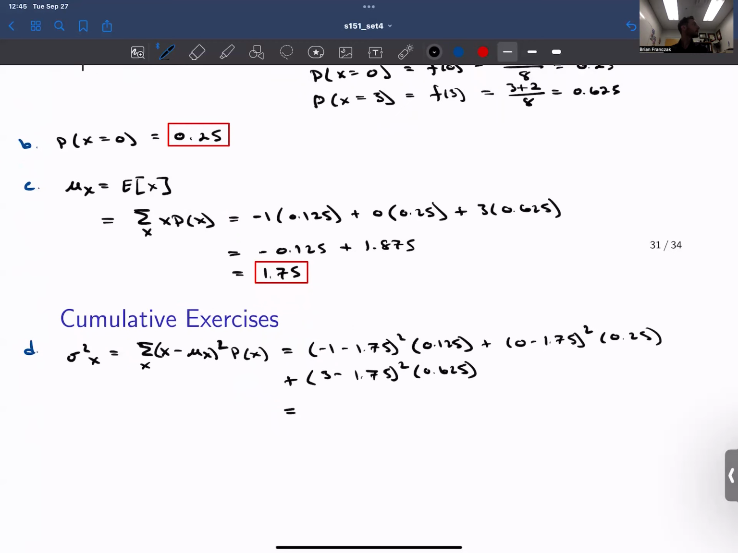So this gives us 0.9453 plus 0.7656 plus 0.9766. Okay, and that's equal to 2.688.